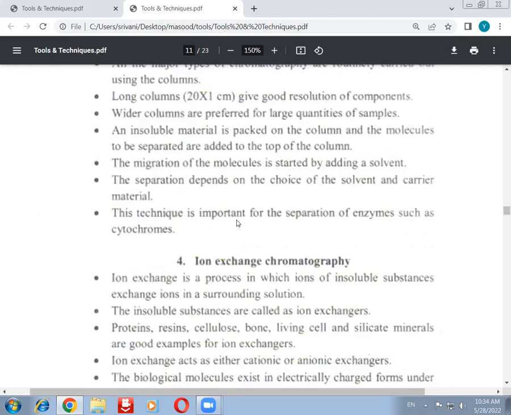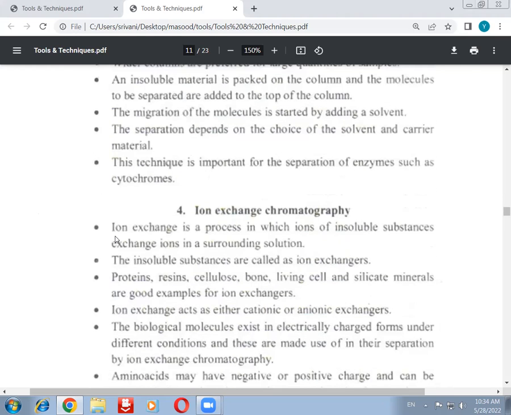This technique is important for the separation of enzymes such as cytochrome. Means this technique is especially used for enzymes, for enzyme separation.